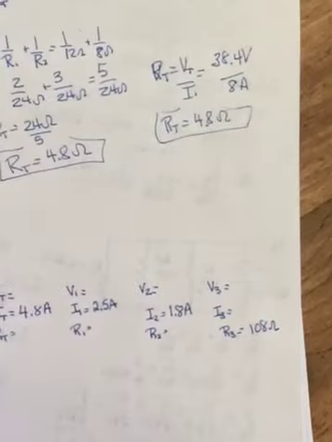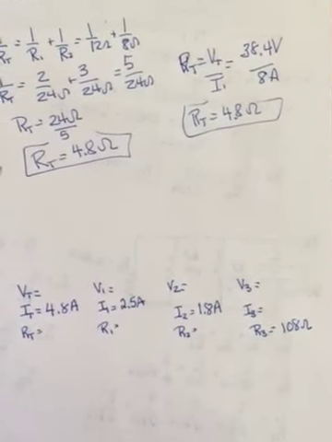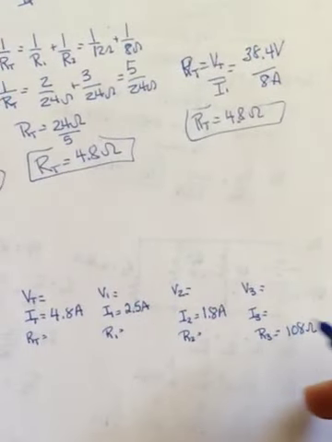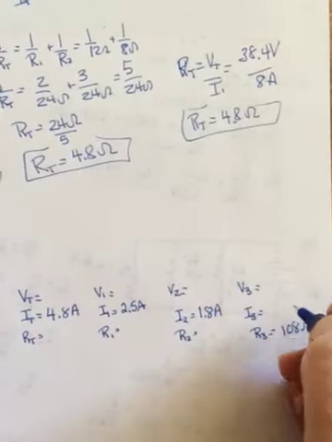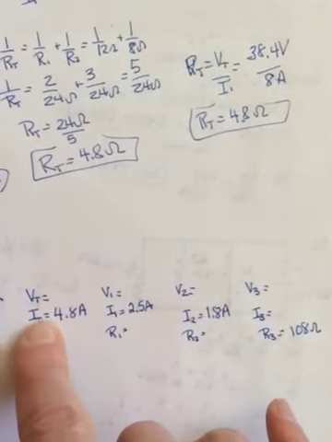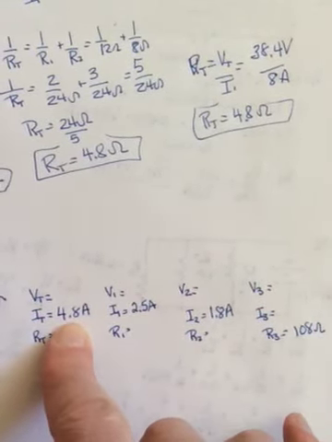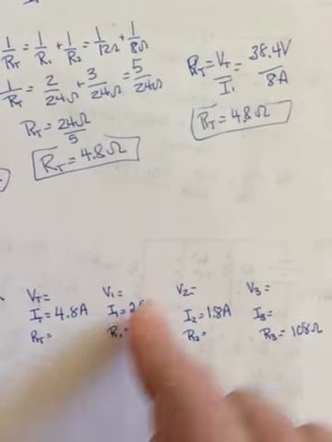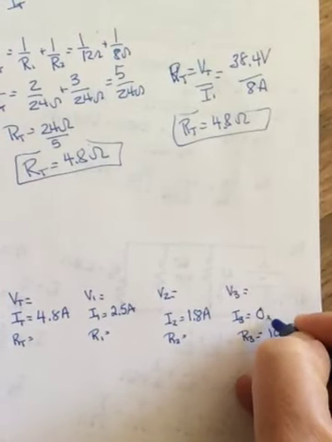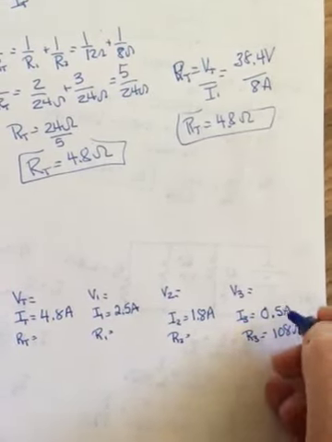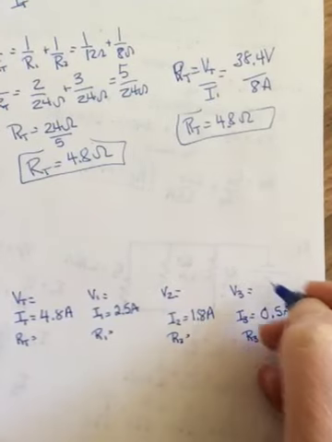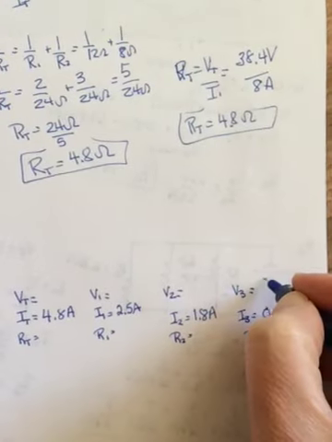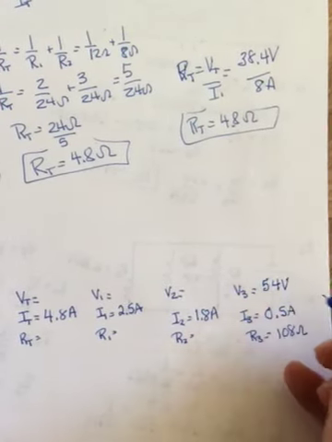Okay, and how the table helps us is that it's like a Sudoku puzzle. Whenever you have only one thing that you don't know in a column or a row, it means you can find it. So we can find I3 because in parallel the I's add up. So 4.8 minus 1.8 is 3, minus 2.5 is 0.5. I3 must be 0.5 of an amp. Now that I have my I3 and I have my R3, I can find my V3 because it's the only thing missing in this column. V equals IR. This should be 54 volts.